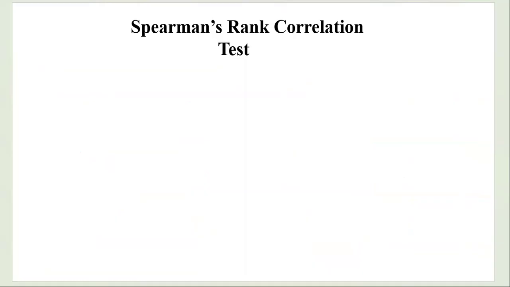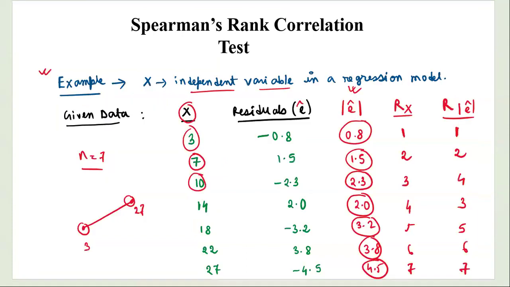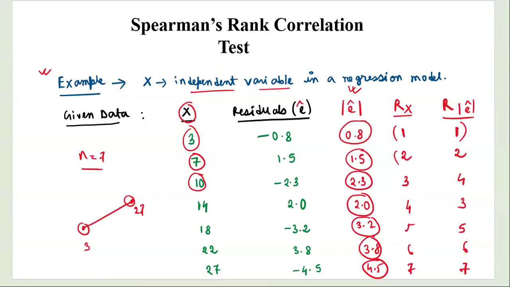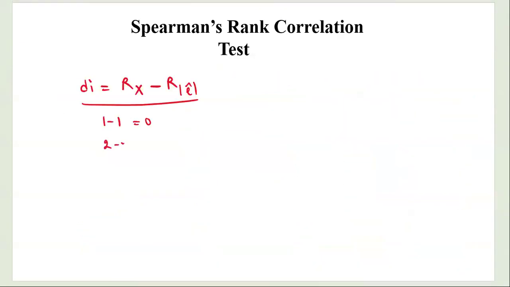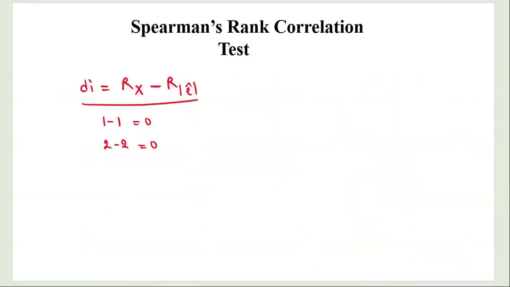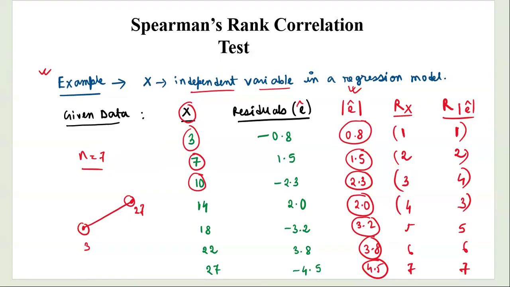Here we will compute the Spearman's rank correlation coefficient. For that, you have to compute D i. What is D i? D i is simply the rank of X minus the rank of the residual. This is basically D i. If you see, first is 1 minus 1, which is simply 0. Second is 2 minus 2, again 0. Third is 3 minus 4, which is minus 1. 4 minus 3 is 1.